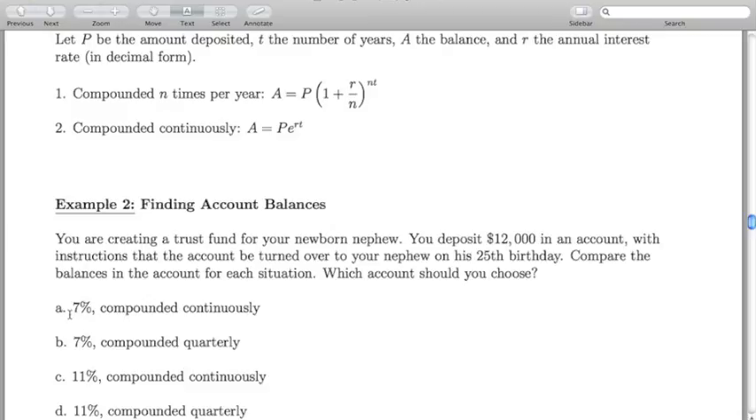For part A, we want to find the amount when the rate is 7% compounded continuously. B, find the amount when the rate is 7% compounded quarterly. Again, quarterly, how many quarters in a year? 4. So your n is going to be 4 there. And then for C, we want 11% compounded continuously, and D, 11% compounded quarterly.